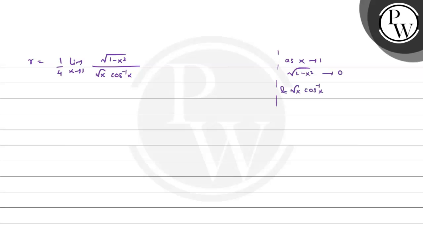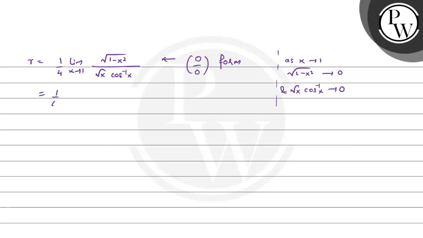Further we have r equals 1 by 4 times limit x tends to 1 of square root of 1 minus x squared divided by square root x times cos inverse of x. Now as x goes to 1, in the numerator we have square root of 1 minus x squared, that goes to 0, and square root x times cos inverse x also goes to 0. Again this limit is of the 0 by 0 form, indeterminate form. Now let's use L'Hopital's rule.